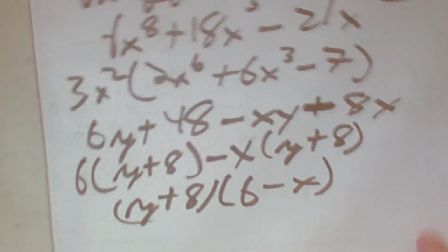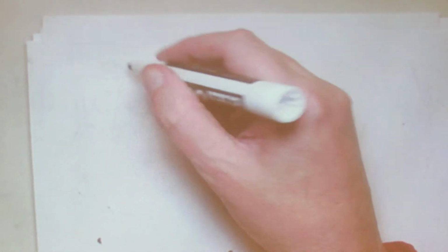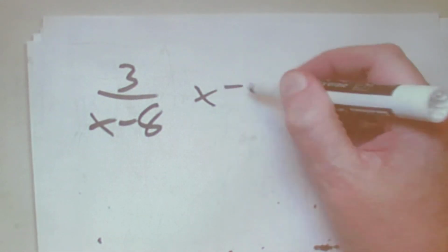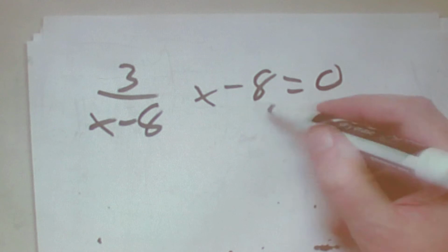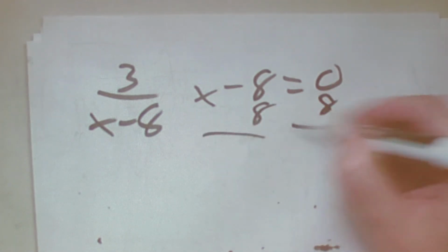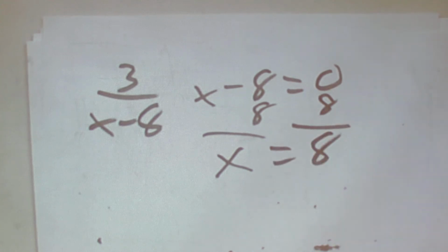The next, you're going to have something where you just need to find where a rational expression is undefined, and that's when the denominator equals 0. So if you have 3x minus 8, you just set x minus 8 equal to 0, add 8 to both sides, and you're going to get x equals 8. That's what the answer for that will be.